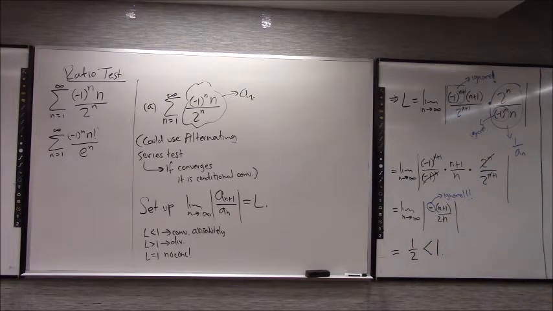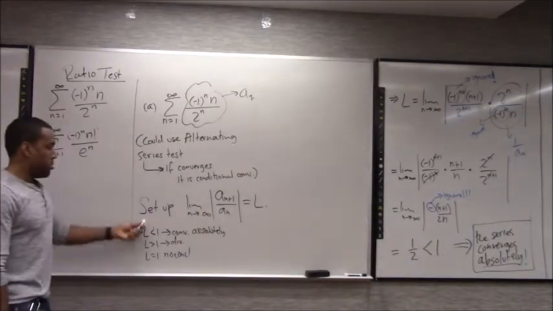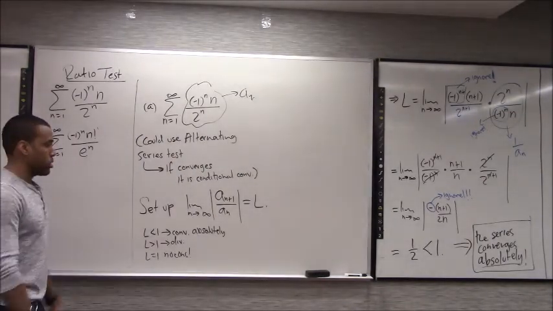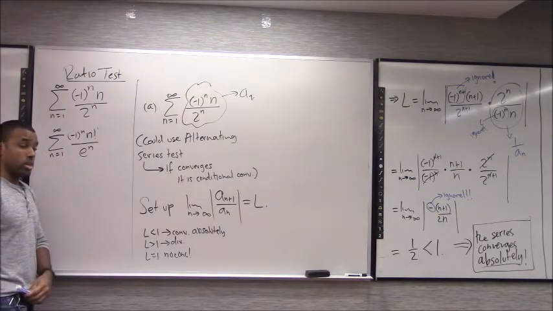So what that means is now you'll be able to say the series converges. More than that, you'll be able to say it converges absolutely. That's it. That's the ratio test. You set up this limit with absolute values around it. Depending on what the limit does, you can make the conclusion. Less than 1 converges absolutely. Bigger than 1 diverges. 1, no conclusion.